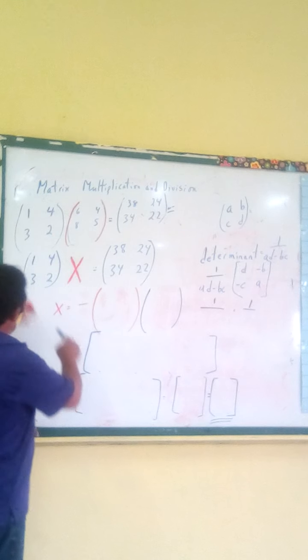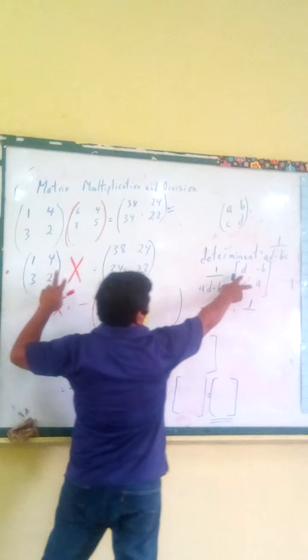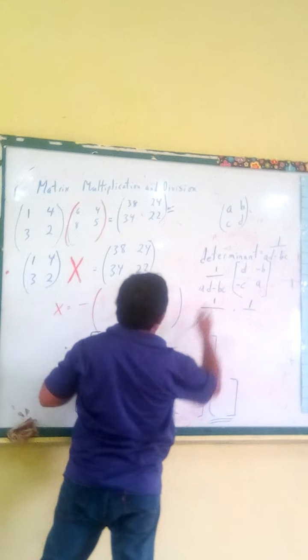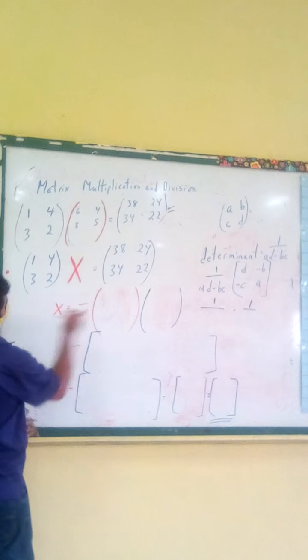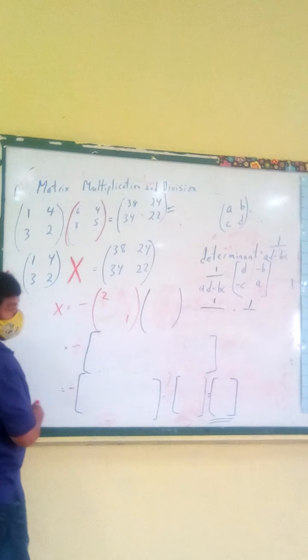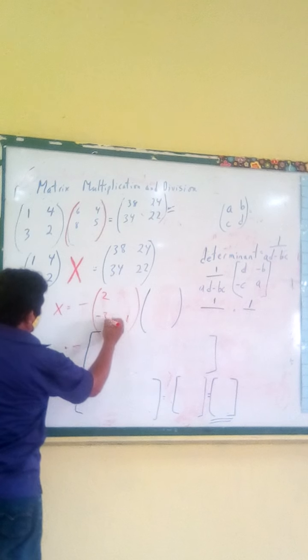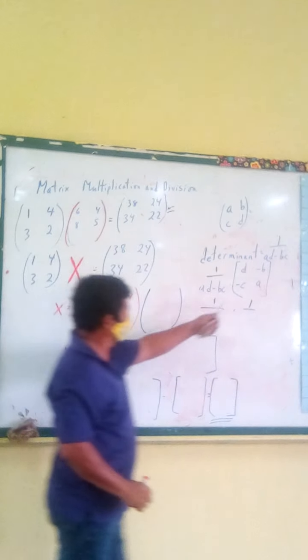So I'm going to take this matrix and find the determinant. So remember what I do here? I flip this diagonal's position. That's one. So when I flip them, the 2 comes here and the 1 goes to the bottom. Okay? Then I make the negative of these 2. So that becomes negative 3, negative 4. Alright? That's what I did here.